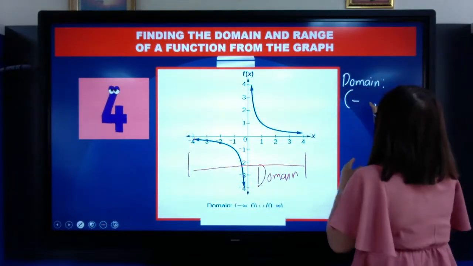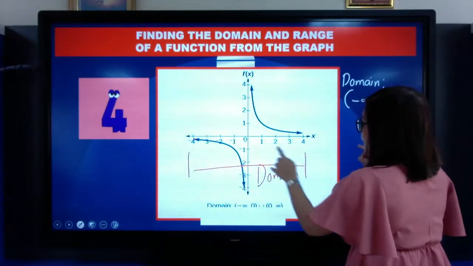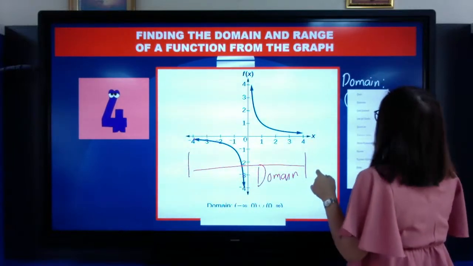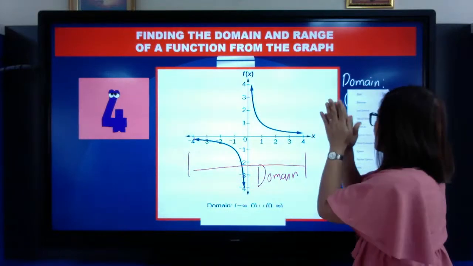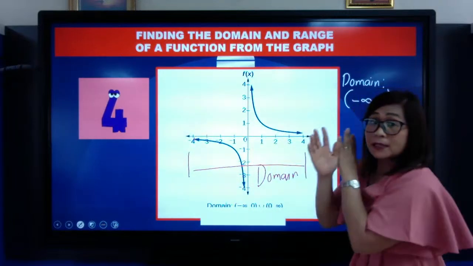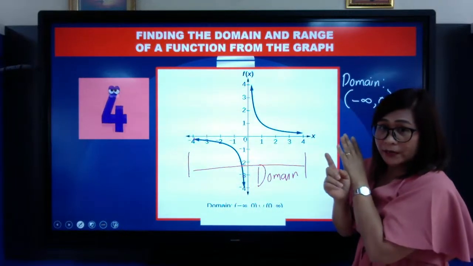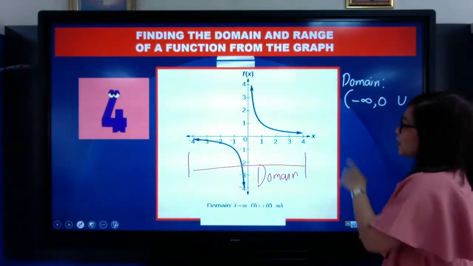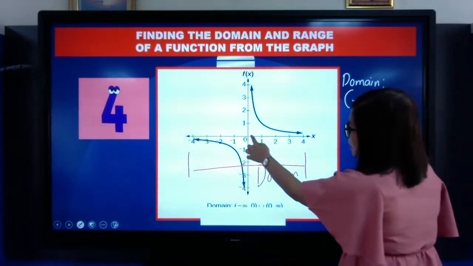So -infinity, comma, 0. Open, open. Yes, open, because 0 is not included. Okay, 5 points. Union.